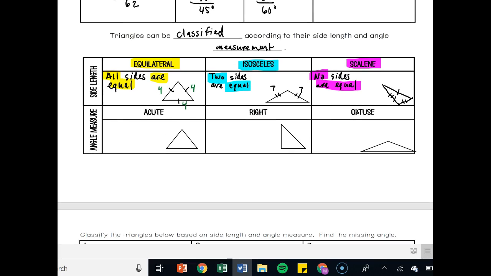So in an acute triangle, all angles in the triangle are going to be less than 90 degrees, or acute. That means like, hey, if I said that this was 60 degrees, this would be 60 degrees, and this would be 60 degrees, right?